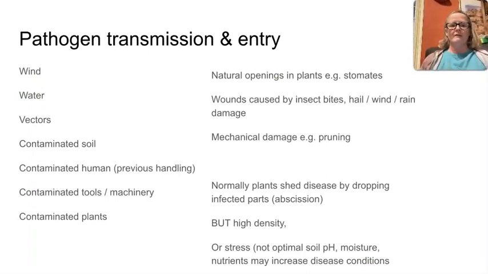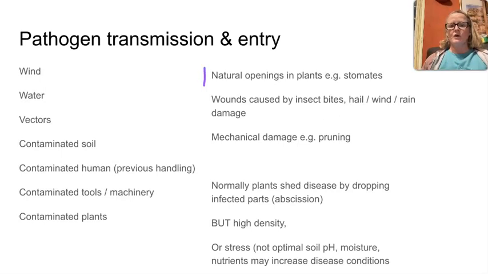So I've put a few down here: wind, water, vectors, in other words, traveling on insects, for example, or in contaminated soil, on a human, on machinery or tools, or within contaminated plants. So you might bring in a disease in amongst lots of other plants. There are natural openings in plants, the holes where the gases get in and out. Those are easy places for fungi to get inside a leaf.